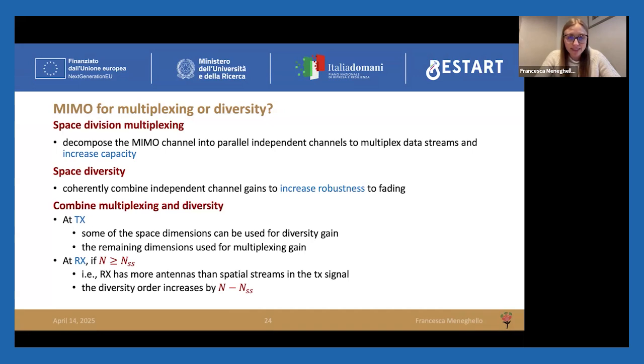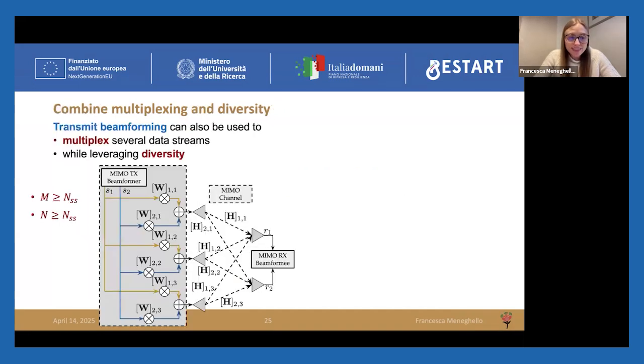So how can we implement this? This is the scheme that allows us to combine diversity and multiplexing, and it is called transmit beamforming. We already saw it when we talked about the diversity gain. Here you have an example where we have 2 streams that should be transmitted through 3 different antennas at the transmitter, and at the receiver we have 2 antennas that are used to decode the 2 different streams.